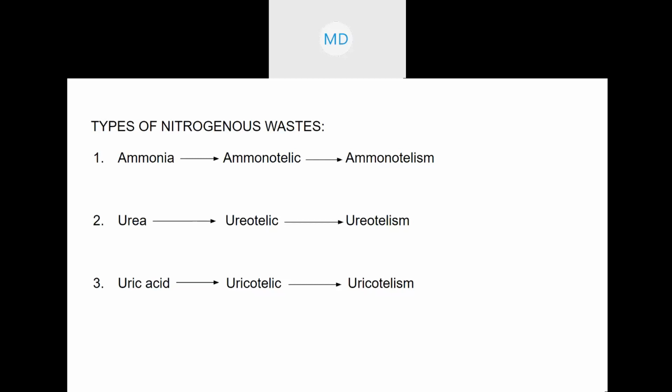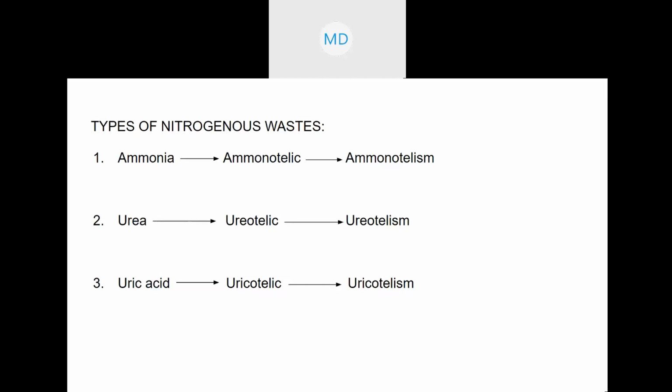So ureotelics are basically terrestrial organisms, and ammonotelic organisms are aquatic. The uricotelic example was lizards. Yes, we will learn about each of these in detail. And ammonotelism was the process by which ammonia is excreted.